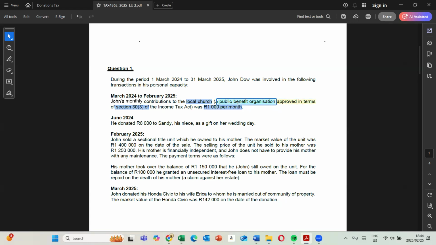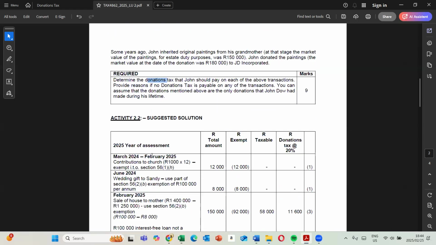So with regards to this, it is a registered public benefit organization. If John had made a donation to just a normal church, and there's no mention that it's registered, then it's not exempt. So you look at it and deal with it like this. For this period, contributions to church. The mark that was awarded was with regards to exempt.